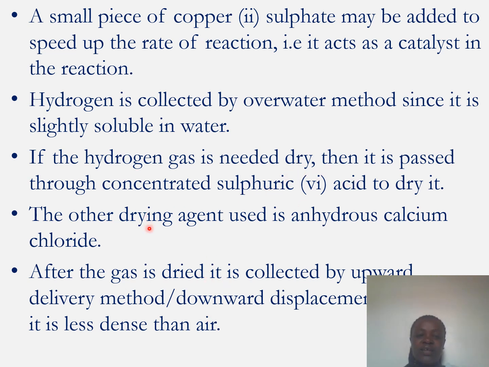hydrogen gas. Another drying agent apart from concentrated sulfuric acid is the anhydrous calcium chloride. So anhydrous calcium chloride can also be used to dry hydrogen gas.